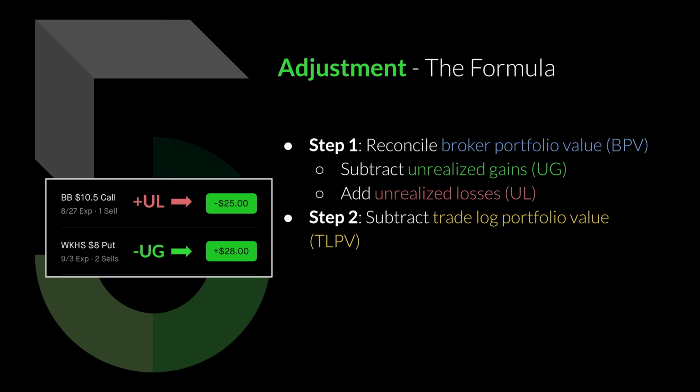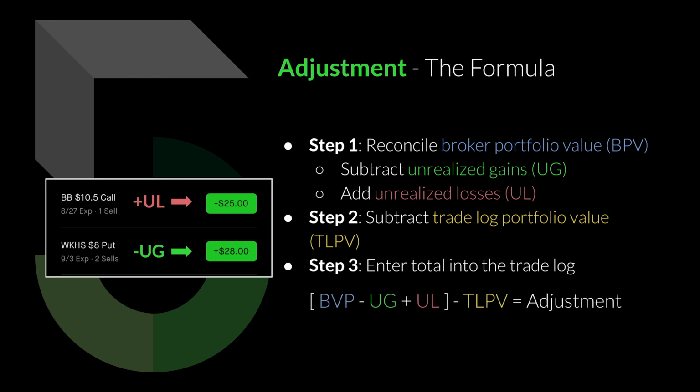So the second step then is to subtract the trade log portfolio value from that first step. This is highlighted in yellow, and you'll see where that plays into the formula. Third step is enter that final answer, that total, into the trade log, whether it's a positive or a negative value. So the whole calculation looks like this.